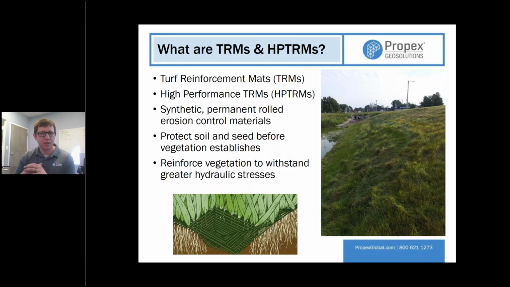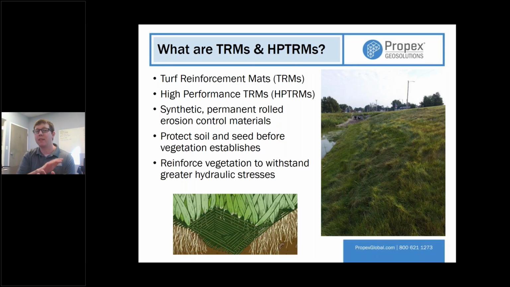So what is a TRM? Most of you probably know what these are, but a turf reinforcement mat and even a high performance turf reinforcement mat are synthetic materials that are designed to be permanent. And I'll say permanent as in it's going to be more permanent than something that's temporary. Depending on the product, the way it's used, the way it's designed, permanent can be 3 years, it could be 50 years. It just depends on the perspective of the product and how we use it.